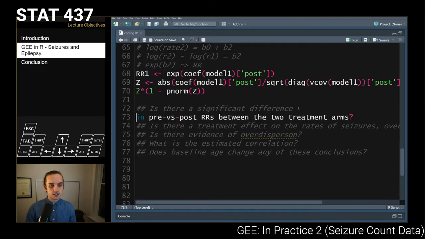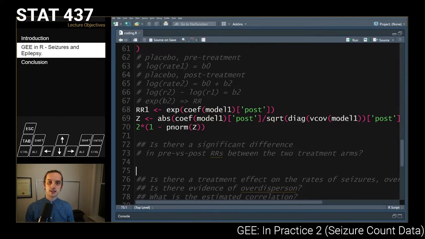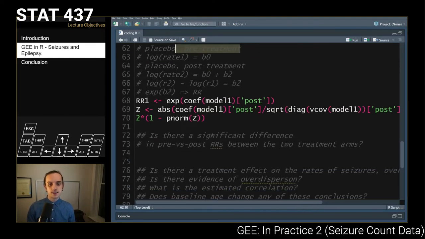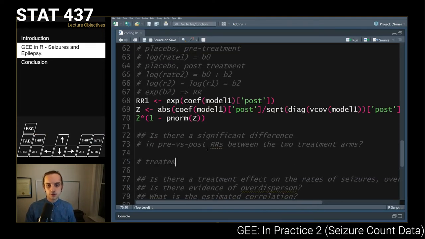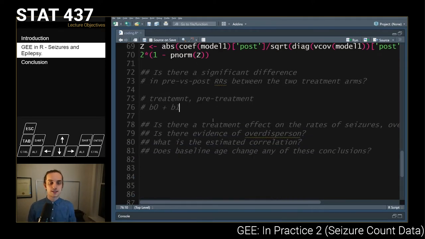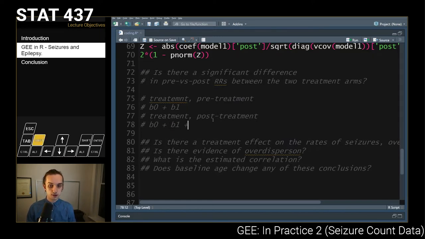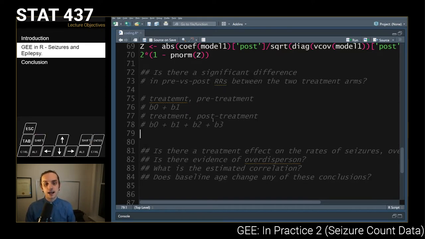Is there a difference in pre versus post relative rates between the two treatment arms? So what are we really asking here? Well, we've already seen the relative rate for the placebo group, so let's think about what it would be in the treatment. If you have treatment but pre-treatment, we're going to be beta zero plus beta one, and that beta one term gave us that treatment indicator. And so then if you have treatment post-treatment, then you have beta zero plus beta one. Now beta two was for being post-treatment and beta three was their interaction term. And so then the difference between those two is going to be beta 2 plus beta 3.